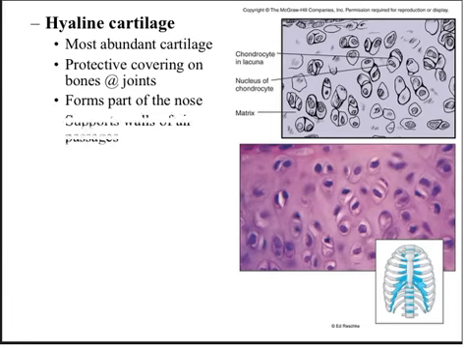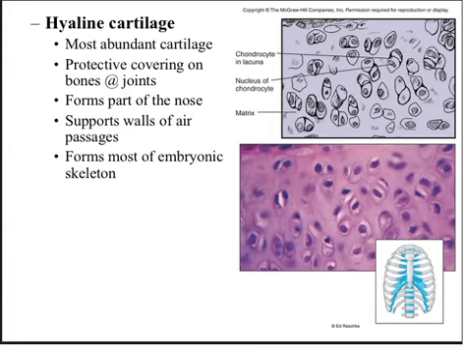It also forms parts of the nose, supports the walls of air passages, and it forms the abundance of the embryonic skeleton. Prior to our adult musculoskeletal system forming, we actually begin with a cartilage model, which is then eventually slowly replaced by ossified bone. We'll see bone in a bit here. So we actually start out with a skeleton made of a more primitive material than we end up with.